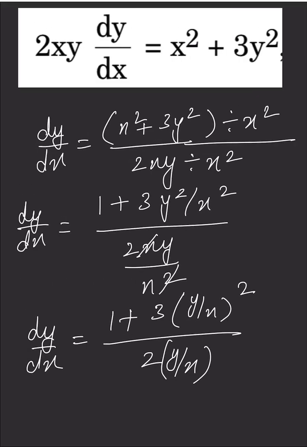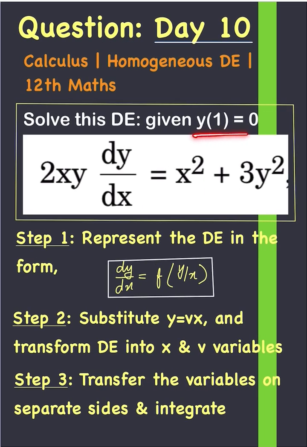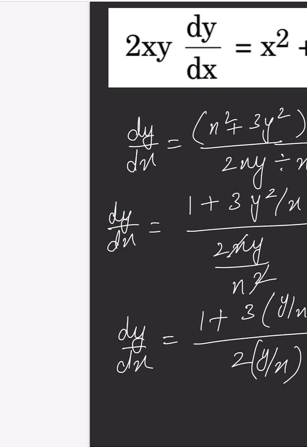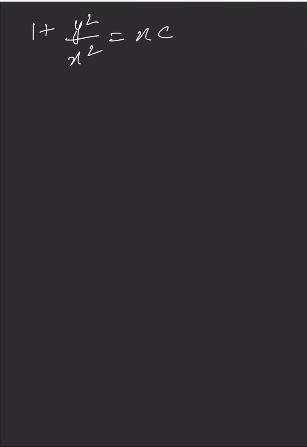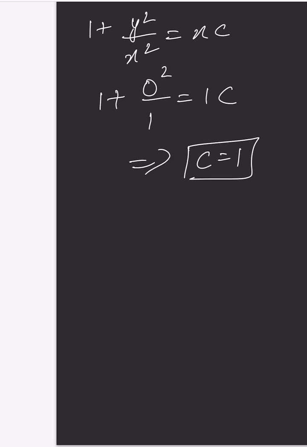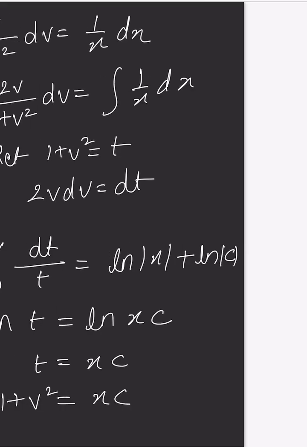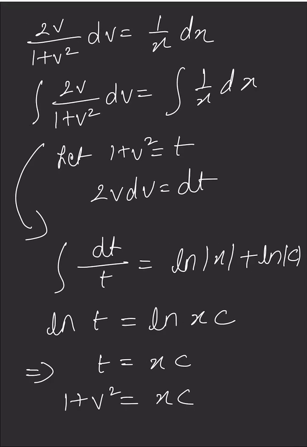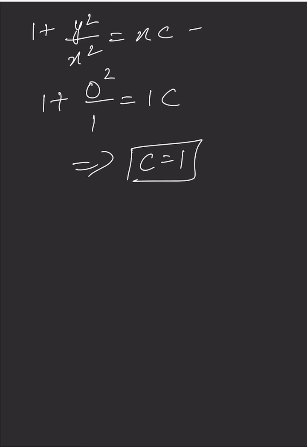Now see, we need to find the value of the constant of integration using this condition. So the value of y is 0 when x is 1. So we will write 1 plus 0 upon 1 equals c, so we will get c is equal to 1. Right, we have got the value. After we have got the value, we will go here and put it in this equation. We have put it in the equation. So we have got this.